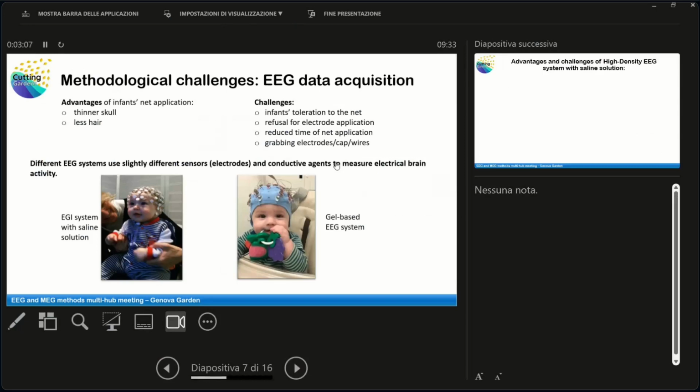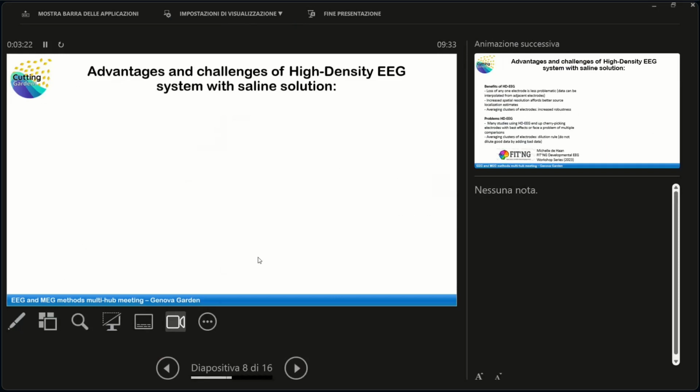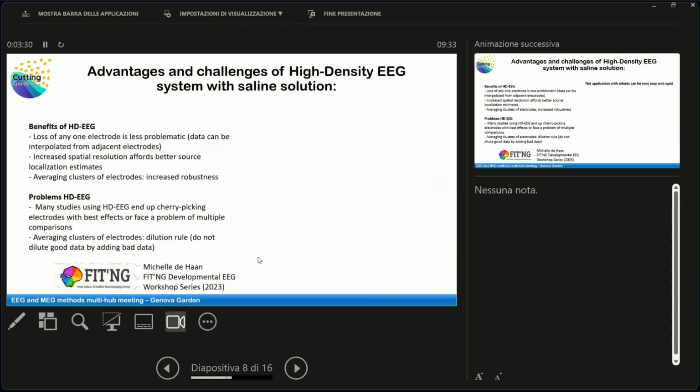So there are several systems that we can use. There are some EGI systems with saline solution and some gel-based EEG systems. Every lab decides which kind of system to acquire to do infant studies. In our lab, we decided on a high-density EEG system with saline solution. I took these advantages and problems of this kind of high-density EEG for babies from Michel Dehaene's presentation at the workshop series that occurred this year, because I agree with all of them.